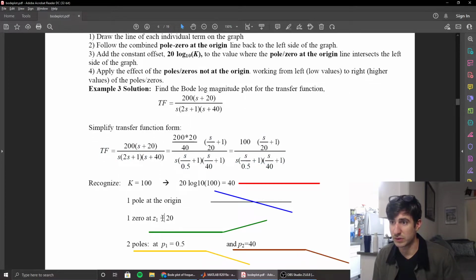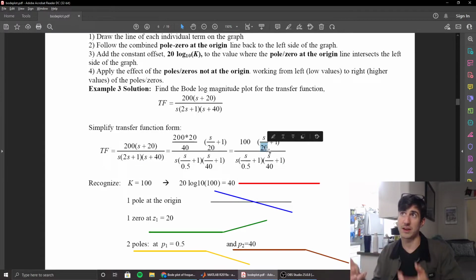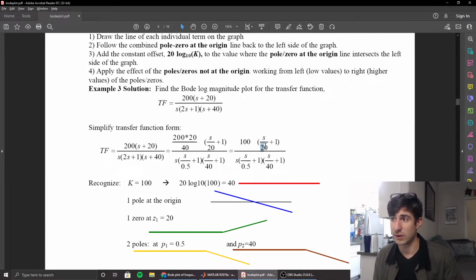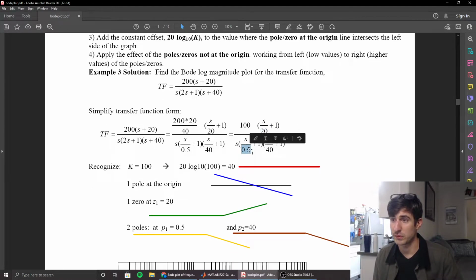And then we have one zero at z1 equals 20. So why is it z1 equals 20? Well, here we see s over 20 plus 1. So this gives you an indication of what the zero is. There's a little bit of math behind that, but because this is a fast video, I won't go into it. Just know that this is an indication of what your zero is. Likewise, these will be your poles, one at 0.5 and one at 40.